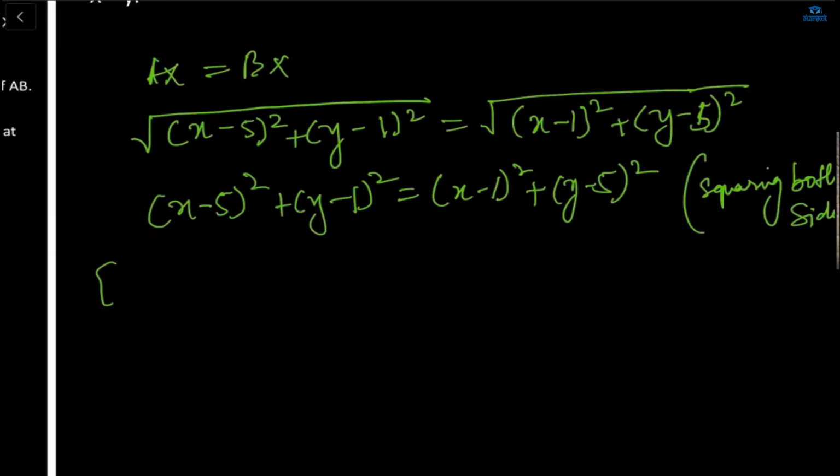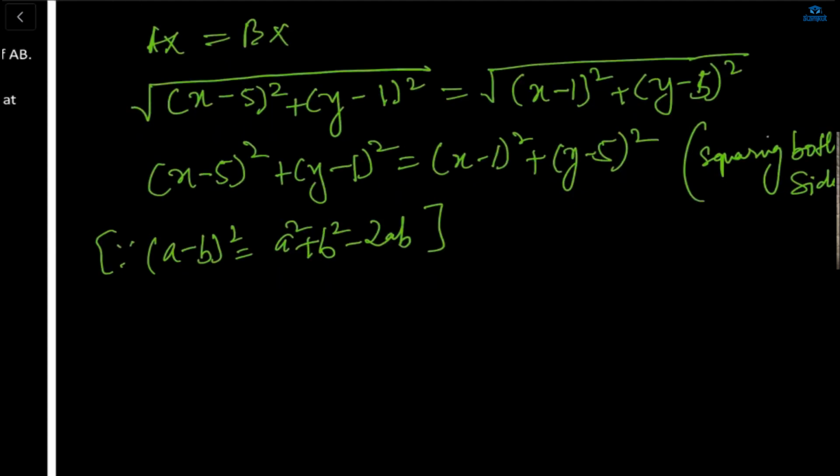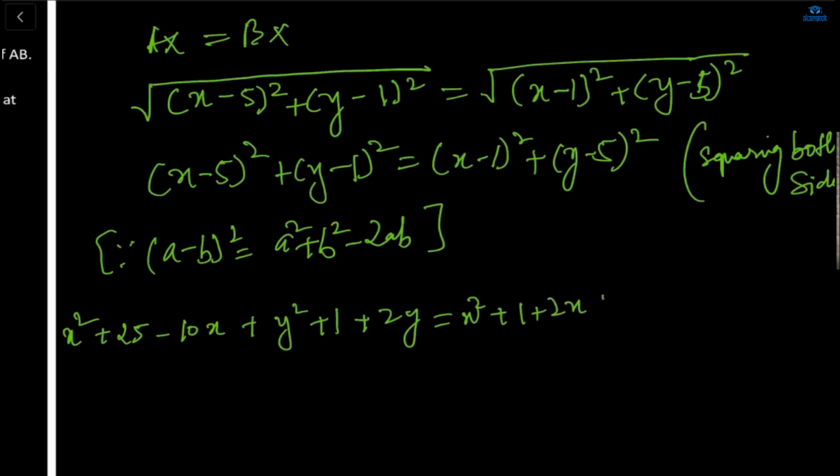Now what is the formula of (A minus B) whole square? It will be A square plus B square minus 2AB. So we are going to expand each term with the help of this formula. If we start, it will be x square plus 25 minus 10x, plus y square plus 1 minus 2y, is equal to x square plus 1 minus 2x, plus y square plus 25 minus 10y. Wait a minute, I have to put minus everywhere, this was wrong. Minus 2y will be there, minus 2x will be there, and minus 10y.